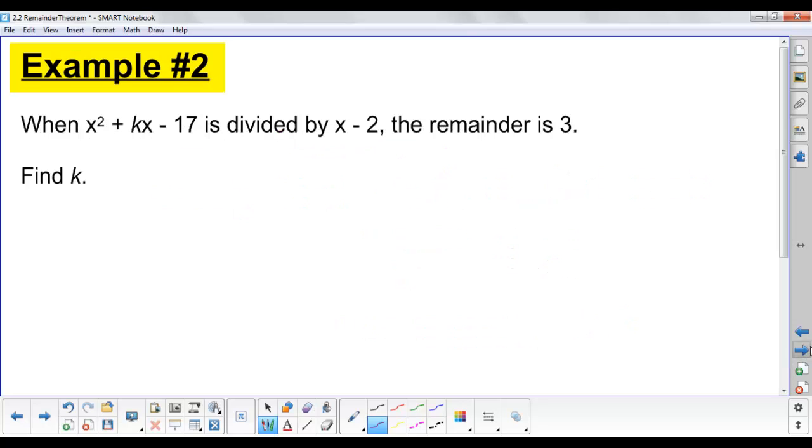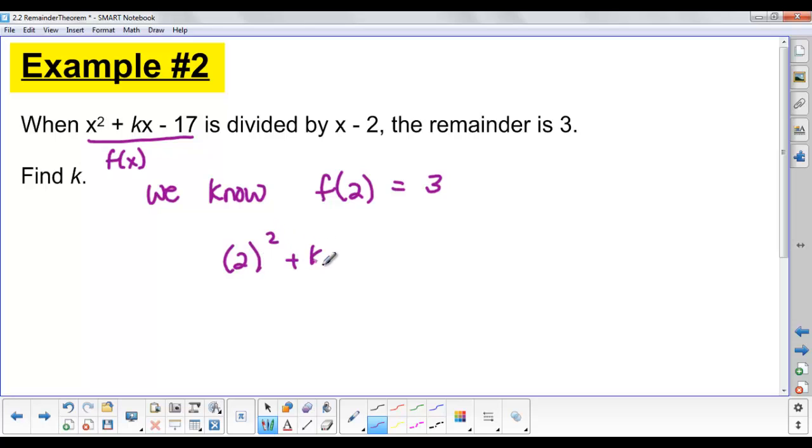And one more simple example. When our dividend, x squared plus kx minus 17, is divided by x minus 2, the remainder is 3. So our job is to find k. We know that if we were to sub in, let's call that our f of x, if we were to sub in our test root of +2 into our dividend, our answer would be 3. So let's go ahead and do that. Let's sub in 2. So 2 squared plus k times 2 minus 17. Well, that gives us 4 plus 2k minus 17 equals 3.